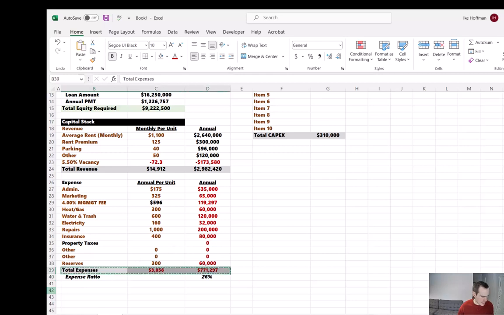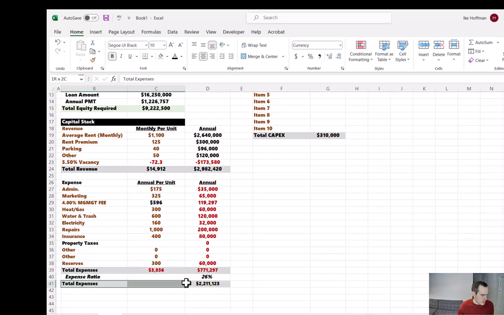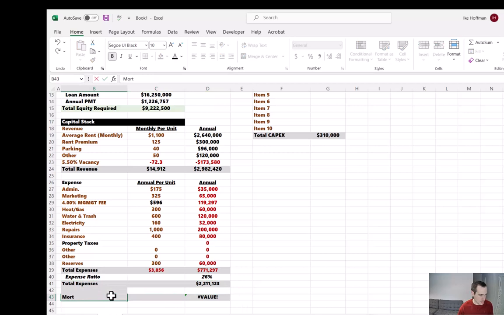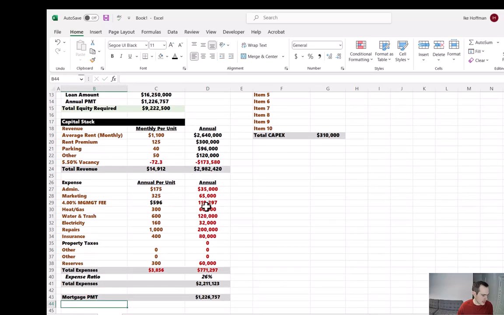So I'm going to just take the format. I'm going to delete the middle column data. That doesn't matter. I'm going to take the total revenue minus the total expense. Make that black text. And then a few rows below, we'll grab the mortgage payment data, which is equal to the 1.226 million that we calculate in the capital stack section of the model.